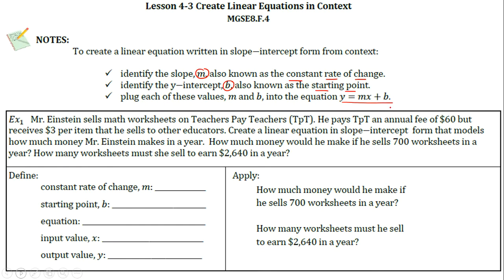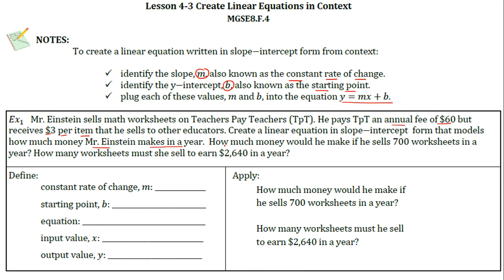Let's take a look at example number 1. Mr. Einstein sells math worksheets on Teachers Pay Teachers, TPT. He pays TPT an annual fee of $60. So every year he has to pay $60. However, he receives $3 per item that he sells to other educators. Create a linear equation in slope-intercept form that models how much money Mr. Einstein makes in a year.